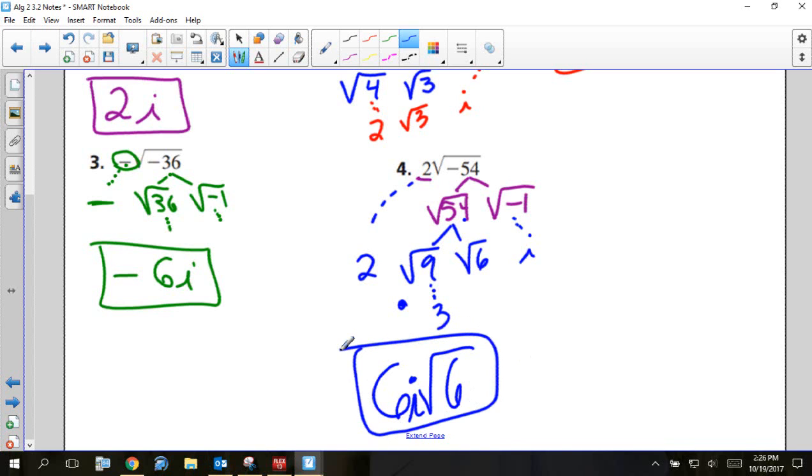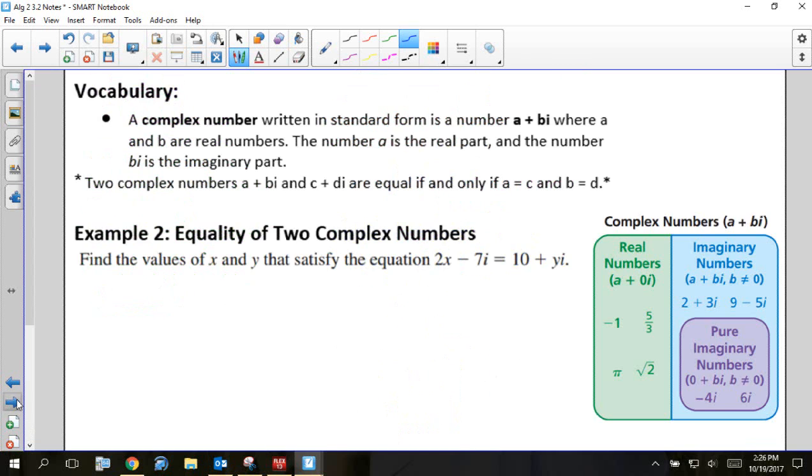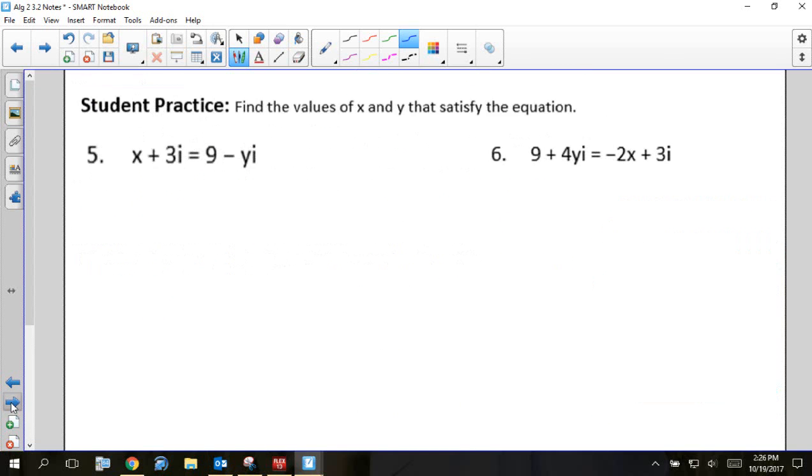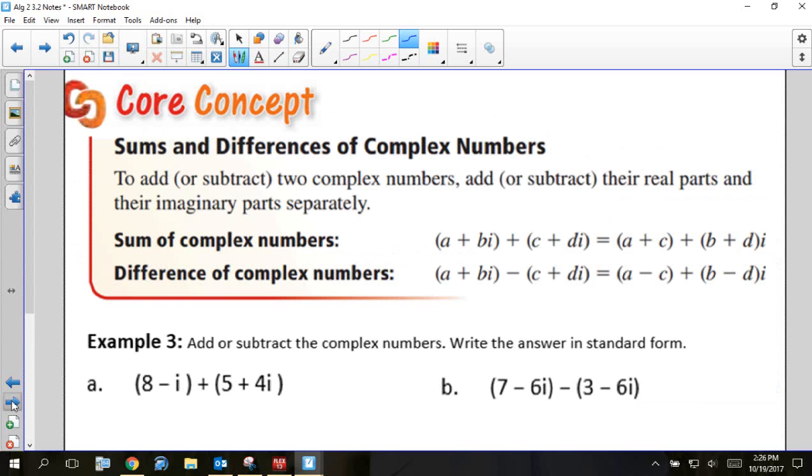Okay. All right, one last section, real fast. I'm not going to do equality yet. We'll do that on Friday. I'm going to do sum and difference of complex numbers. So we have imaginary numbers. Together with the real numbers, they are called complex.